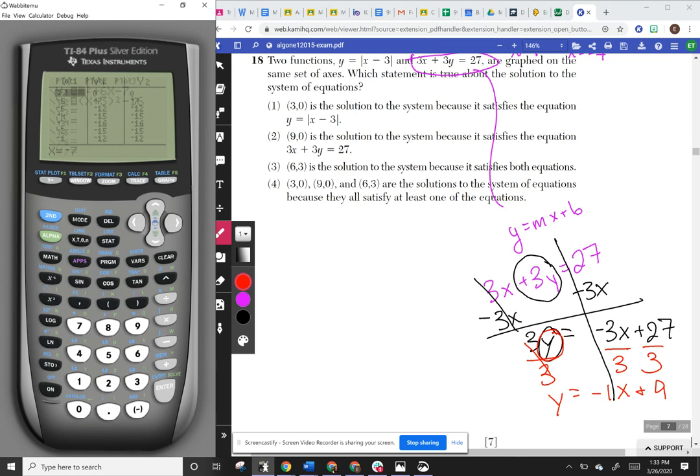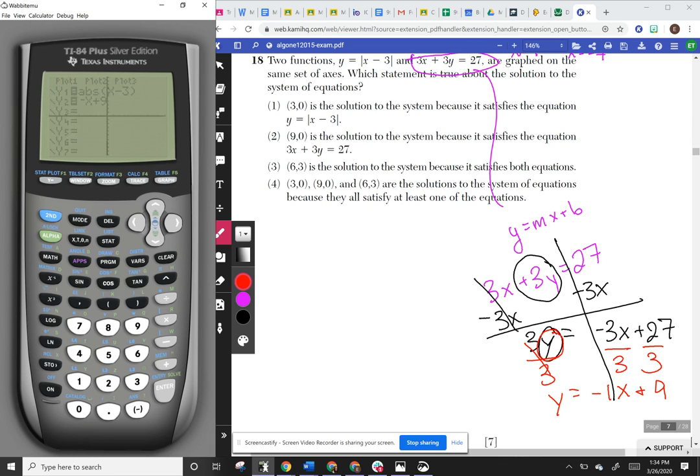So now we're going to put both of these into y equals. So first we put the absolute value function. To get absolute value, you're going to have to go to math. You go right to num, and the ABS option 1 means absolute value. I think there is another way to get absolute value, but this is the way I use. And then you close your parentheses. The absolute value of x minus 3. And this one is going to be negative 1x, or just x, plus 9.